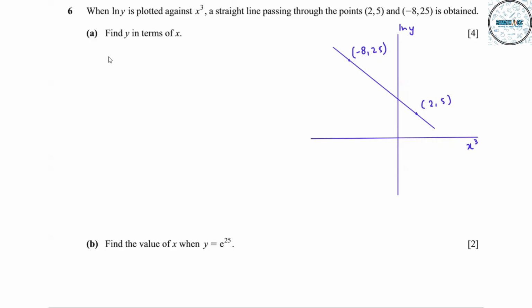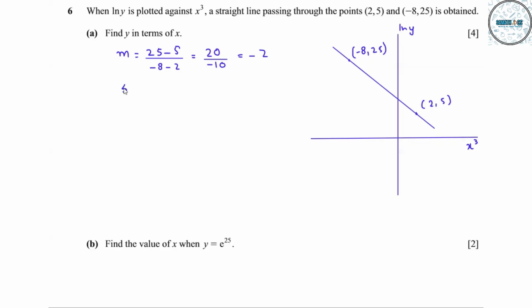So first of all, we will find out the gradient, which is m, and which is y2 minus y1 upon x2 minus x1. So 25 minus 5 divided by minus 8 minus 2, which is equal to 20 upon minus 10, and finally, which is equal to minus 2. For c, we will substitute m and one of the coordinates into y is equal to mx plus c.